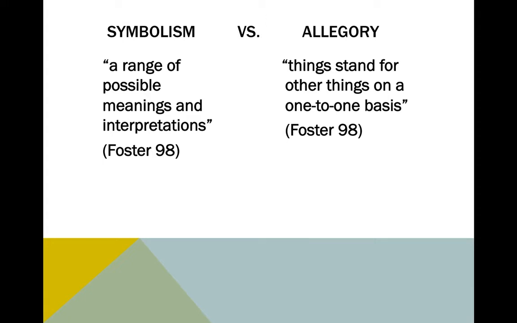A symbol is never going to stand for one thing and one thing only. So symbolism is a range of possible meanings and interpretations. Allegory, on the other hand, is where things stand for other things on a one-to-one basis. Okay, so there is a difference between symbolism and allegory.